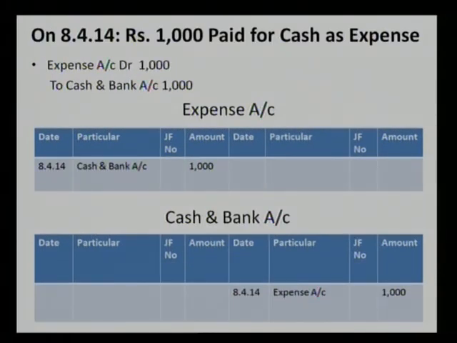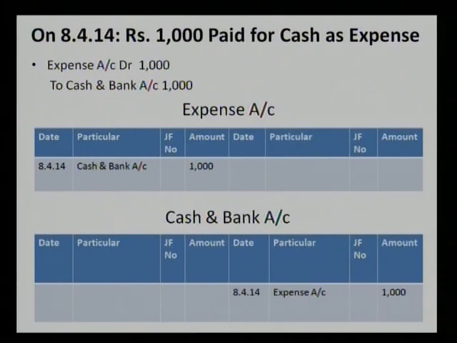Transaction number 8 was made on 8th April 2014. The business has paid rupees 1,000 in cash for an expenditure. So the accountant has passed the entry: expenses account DR worth rupees 1,000 to cash and bank account rupees 1,000. It will be debited at the expense account. So we have to open the expense account and post at the debit side of the account.